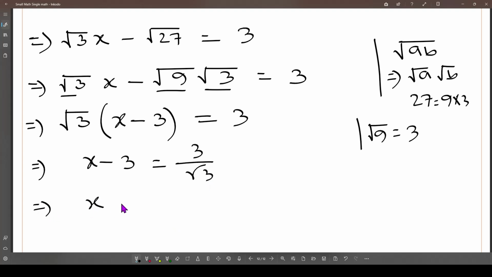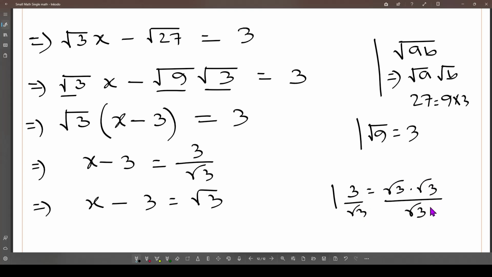So x minus 3 equals root 3. Why? Because 3 means root 3 times root 3. Once we divide by root 3, this root 3 and this root 3 cancel out, and the result will be root 3. So 3 divided by root 3, we are writing root 3. Now x equals root 3 plus 3 and this is our answer.